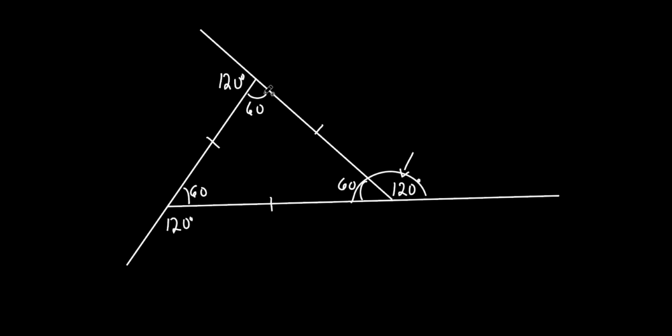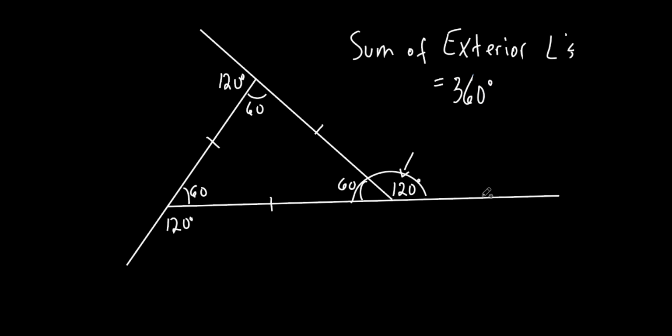All right, I got a couple minutes, so hang on. Okay, what is the sum of the exterior, not interior, but exterior angles? It's 360. That's right, because 120 and 120 and 120 is 360.